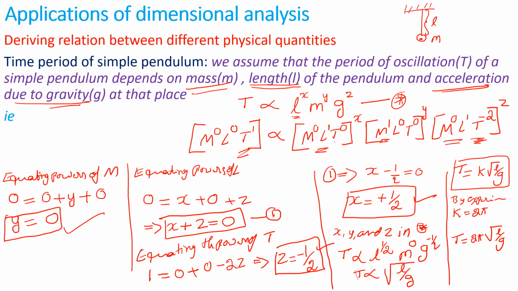By looking at this particular formula, we see that T is independent of the mass of the pendulum. Remember, it is not dependent on the mass of the pendulum. Therefore, the formula for the time period of a pendulum is T is equal to 2 pi into root of L by g. That is the formula which we have derived by using the method of dimensional analysis.